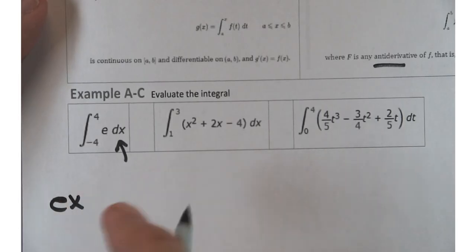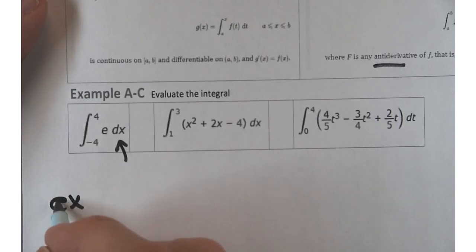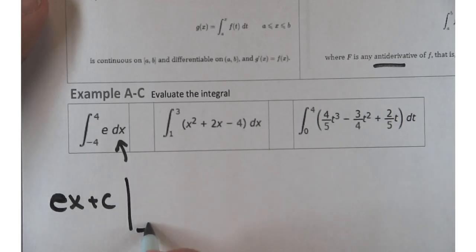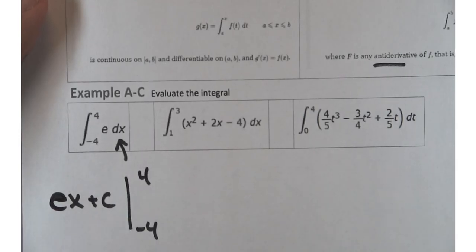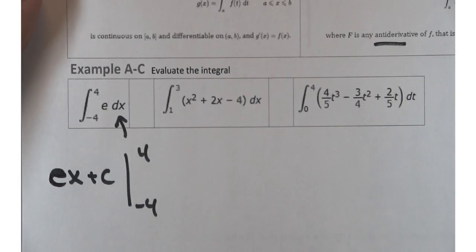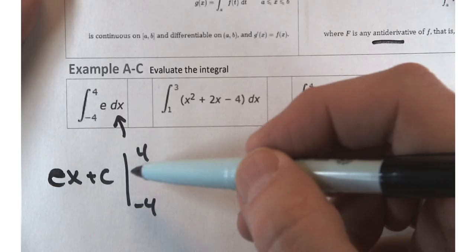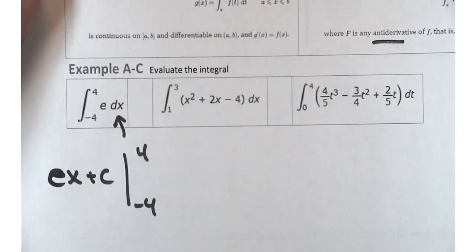So our function is going to be ex. Now you could put in a constant here to make it a more general antiderivative, so let me make that look a little bit more like an e plus c. And we're going to evaluate that at -4 and 4. So that's the notation. Notice something different about the way I wrote this. This is no longer an integral sign. It's a straight up and down bar.